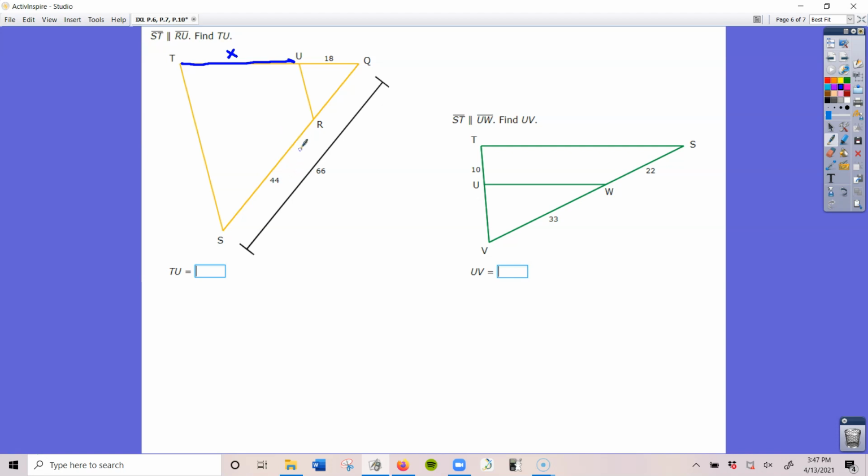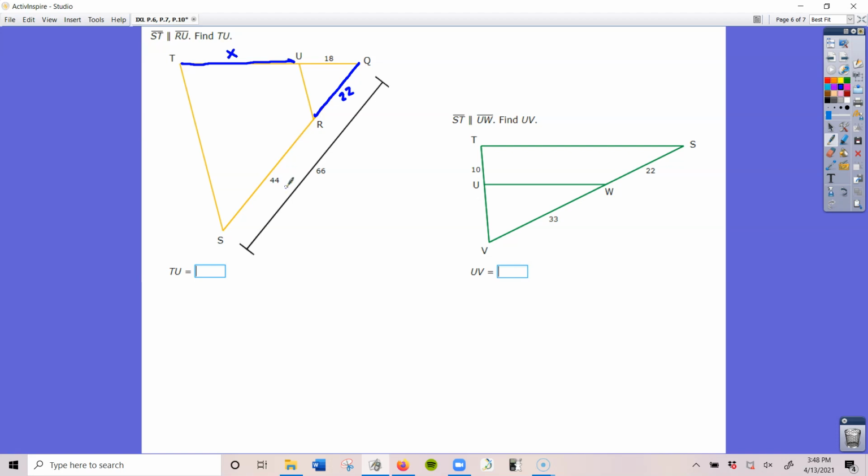Now, in order to write out our ratios, I need to know what the measurement of this is, so that way I can go small to big or big to small. Now I know that the entire thing is 66, and this piece here is 44. So what I can do is subtract. 66 minus 44 is 22, because that would give me that smaller piece. See, if I add the 22 plus the 44, that gives me 66, which is the length of the whole thing. So now I'm ready to write out my ratio.